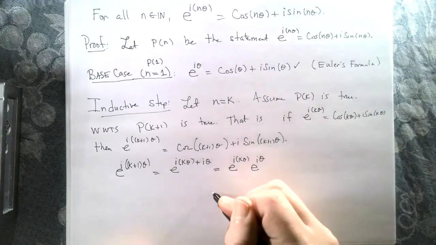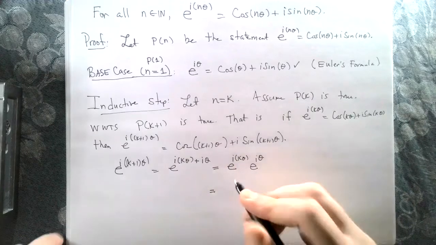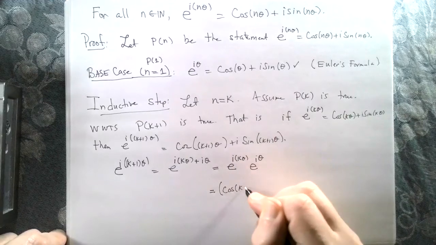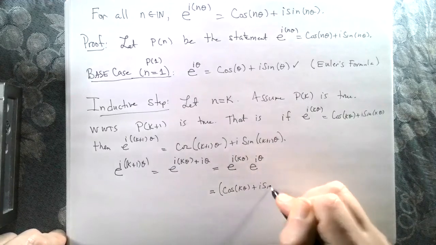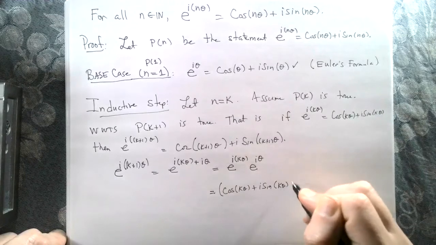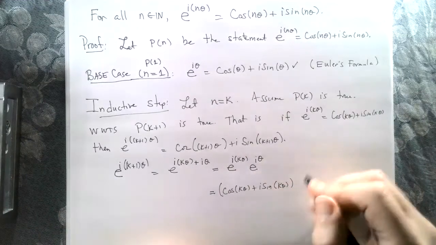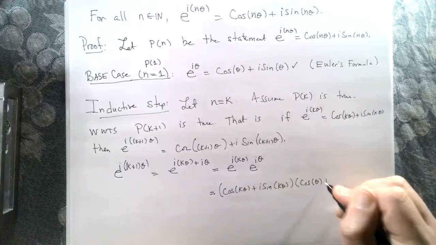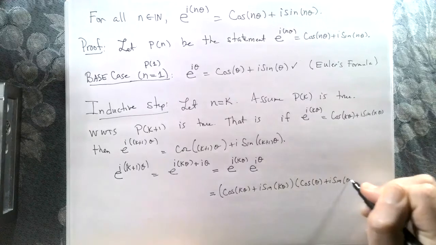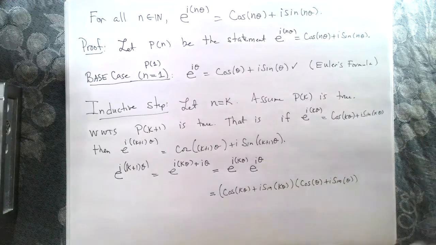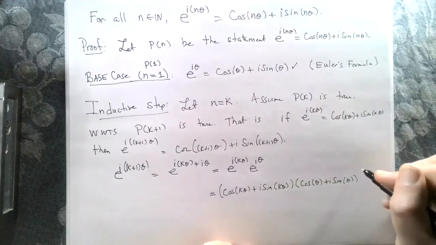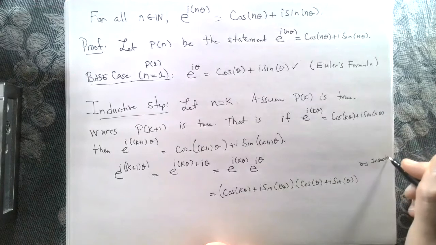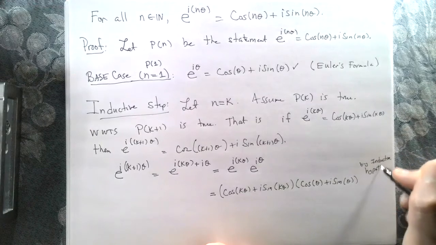And so this is equal to, right here I'm using, again, the inductive hypothesis. So this is exactly the cosine of k theta plus i sine of k theta. And then e to the i theta by Euler's formula is cosine of theta plus i sine of theta. And again, maybe I want to put a little note here. So this is by the inductive hypothesis.